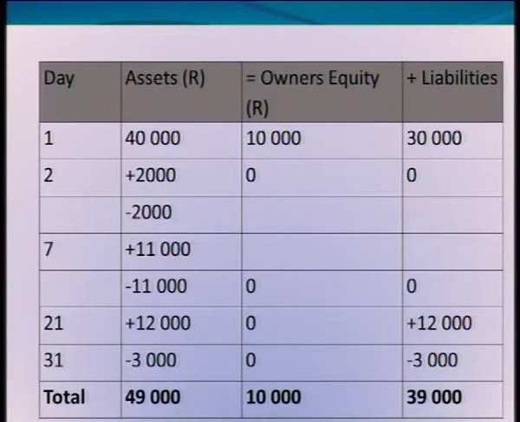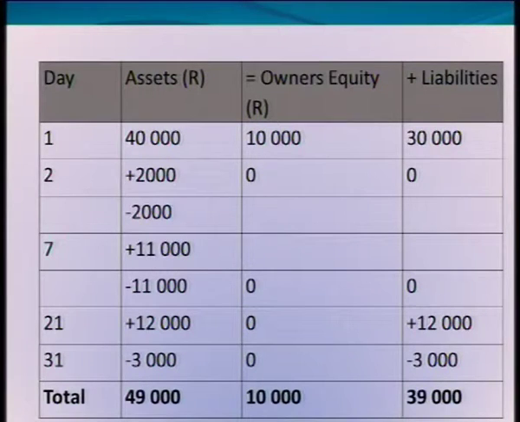Day 21, you will see your liabilities increased with 12,000 and your assets also increased with 12,000 because office furniture and equipment was purchased on credit. So we need to still pay. We have a liability now of 12,000 because we need to pay back the creditor, and our assets are increasing because we have new office furniture.